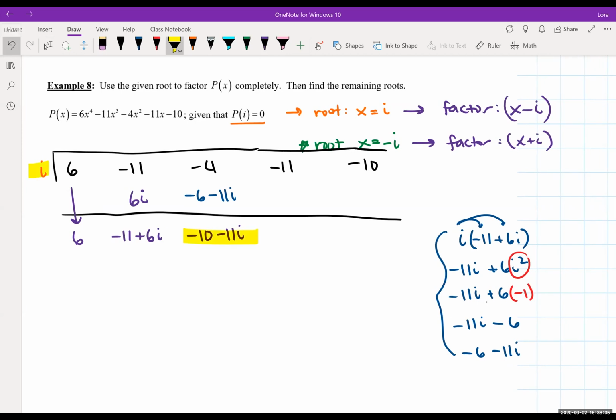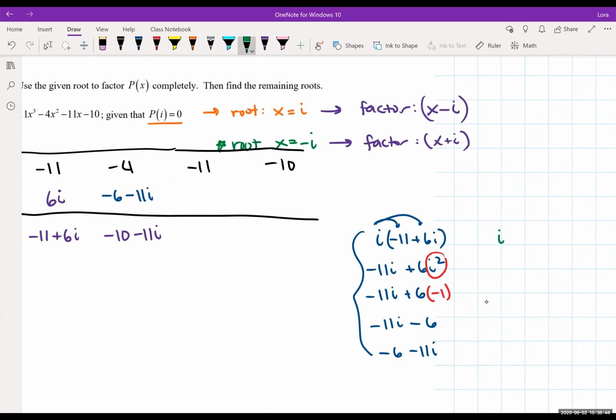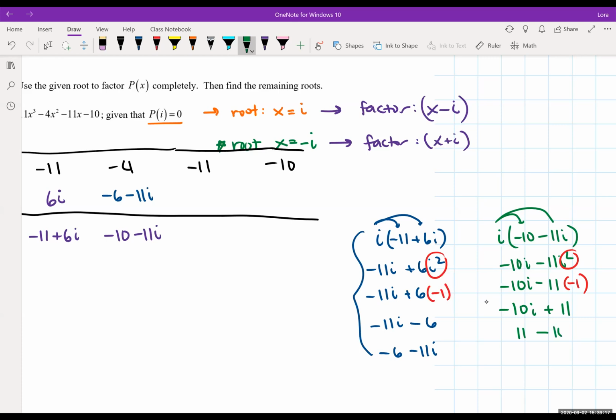So if I do this, again, I'll take it off to the side. I have i getting multiplied by -10 minus 11i. We'll do distribution. So that gives me -10i minus 11i squared. But then we remember that i squared ends up turning into a -1. So what we really have for ourselves is -10i plus 11. And if you want to rewrite it so that you have the constant first, the i term second, that's 11 minus 10i.